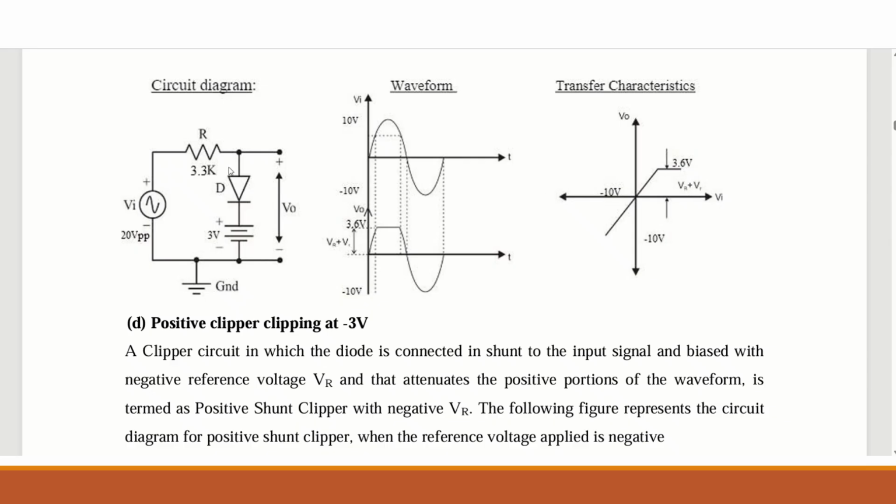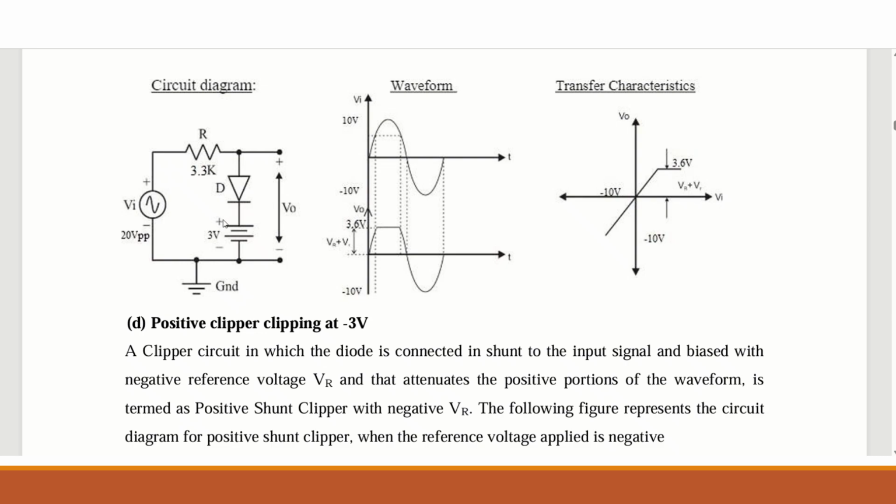Negative half cycle, what will happen? The diode becomes reverse biased, so it becomes an open circuit. So the output is taken across the resistor and ground, and the entire negative half cycle will appear at the output. The transfer characteristics of a positive clipper with a positive biasing voltage are shown in the figure.